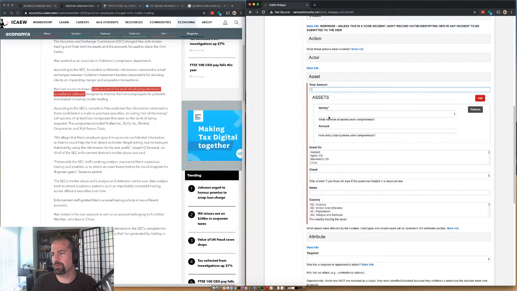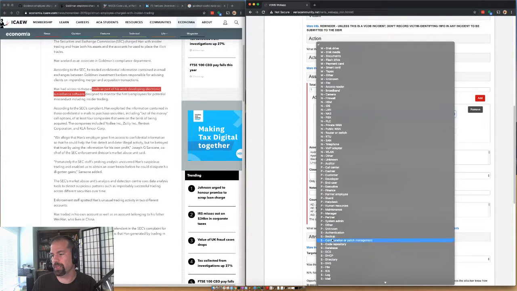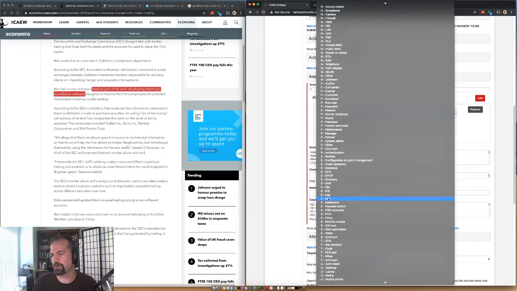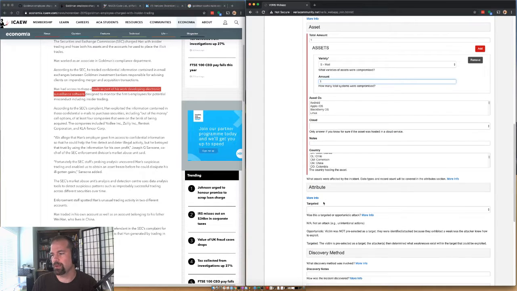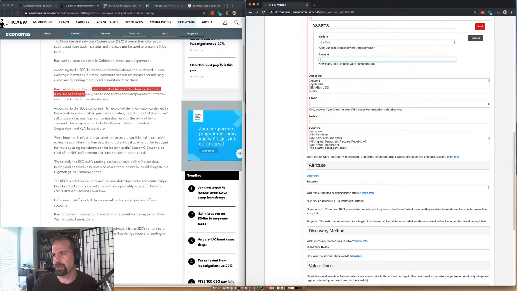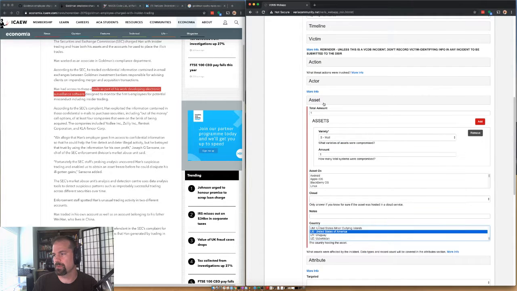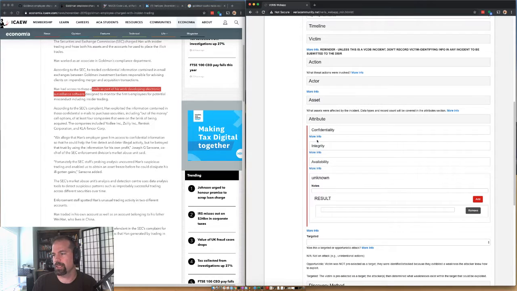And our assets, there was probably really only one, and that was the mail server. So we'll go down to servers, and we'll find mail. And we'll put one mail server. And we really don't know the operating system. Not that it really matters. We don't know the country. Though I think we could guess, realistically, it's in the United States. So that's our asset, and then our attribute.